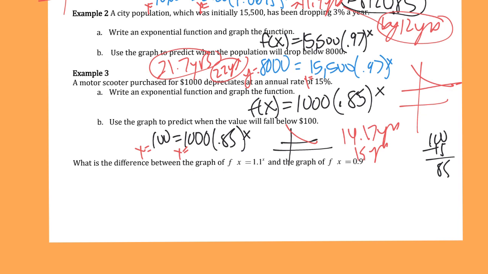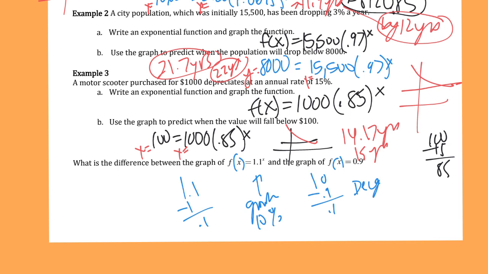Okay. What's the difference between f of x is equal to 1.1 to the x and f of x is equal to 0.9 to the x? Well, this is going to be growth by what? How much is it bigger than 1? If you do 1 minus 1.1 or 1, you can subtract either way. You're going to get 0.1 or 10% growth by 10%. And this right here is 0.9. Again, if you do 1 minus 0.9, bring down the 0, you're going to get 0.1. This is decay. You're losing 10%.